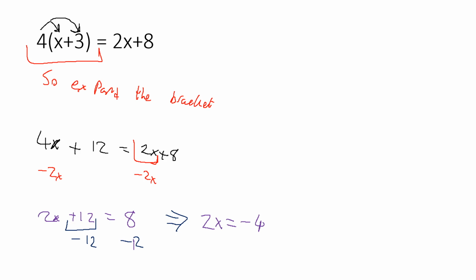And again, this is the number that's in front of our x, so we have to divide by 2. 2 times the number is equal to minus 4, so we need to divide by 2 to work out what that number is. Okay? So we divide by 2. So then we're left with x is equal to minus 2. Yeah?